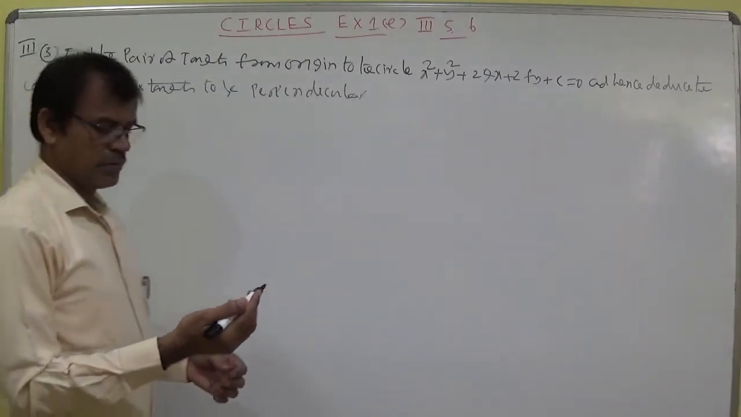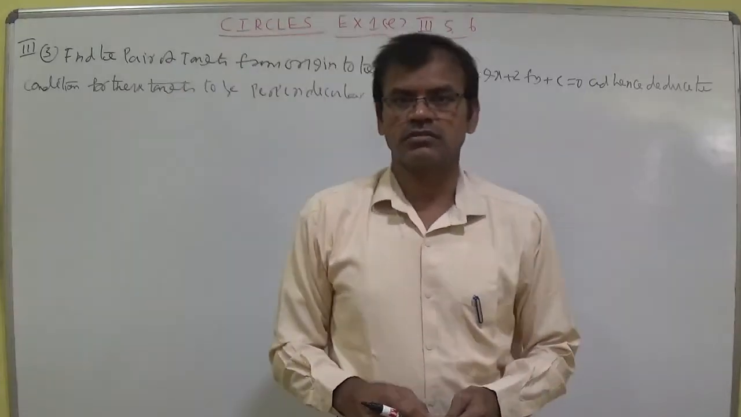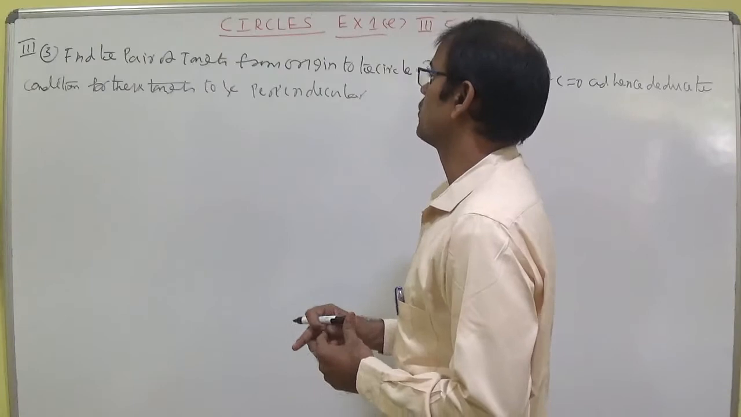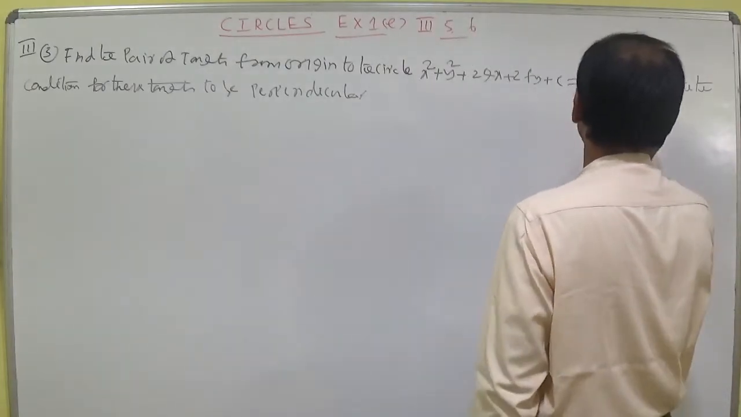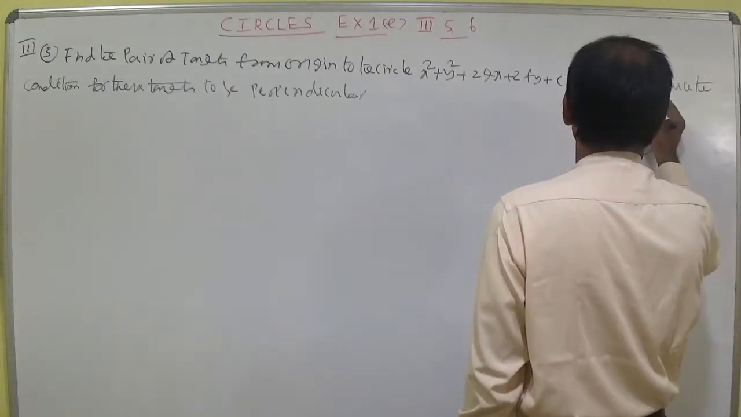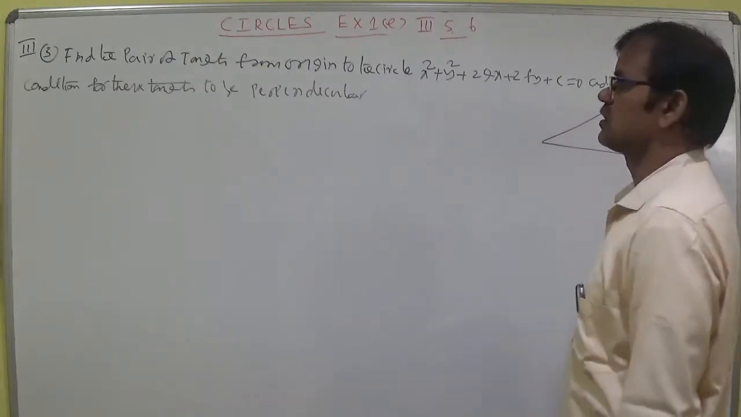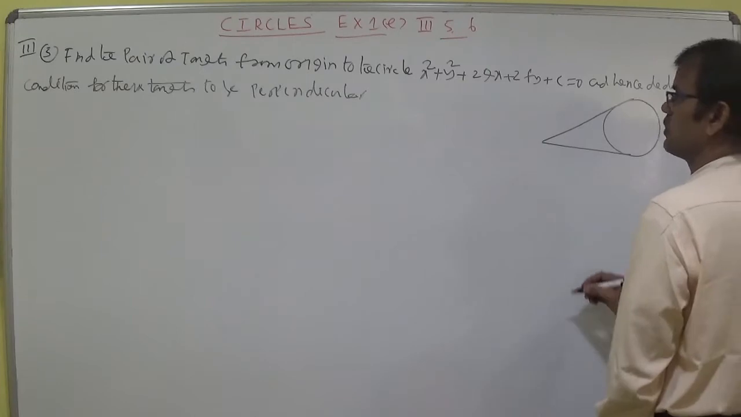In level 1 objective, this question is there. Only for the objective purpose I am saying this question to you. Find the pair of tangents from origin to the circle, and hence deduce that these tangents are perpendicular.